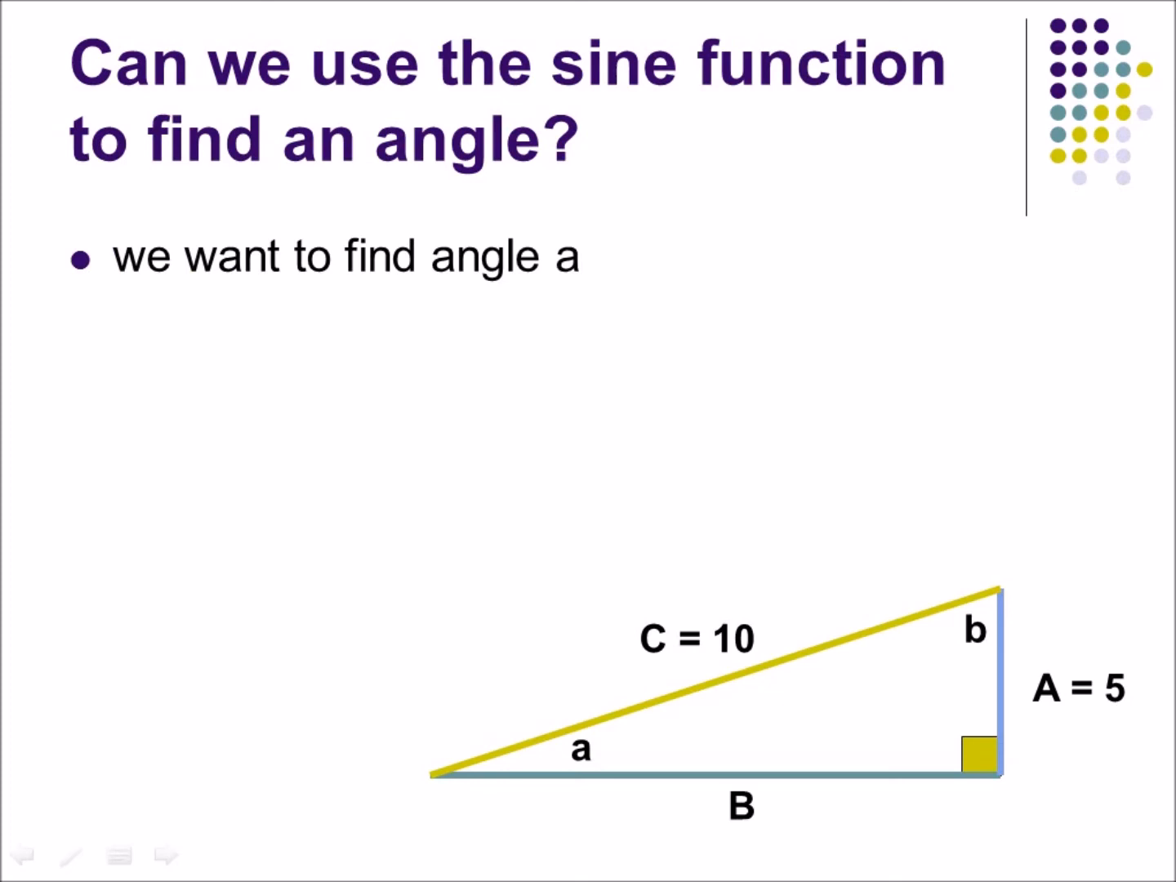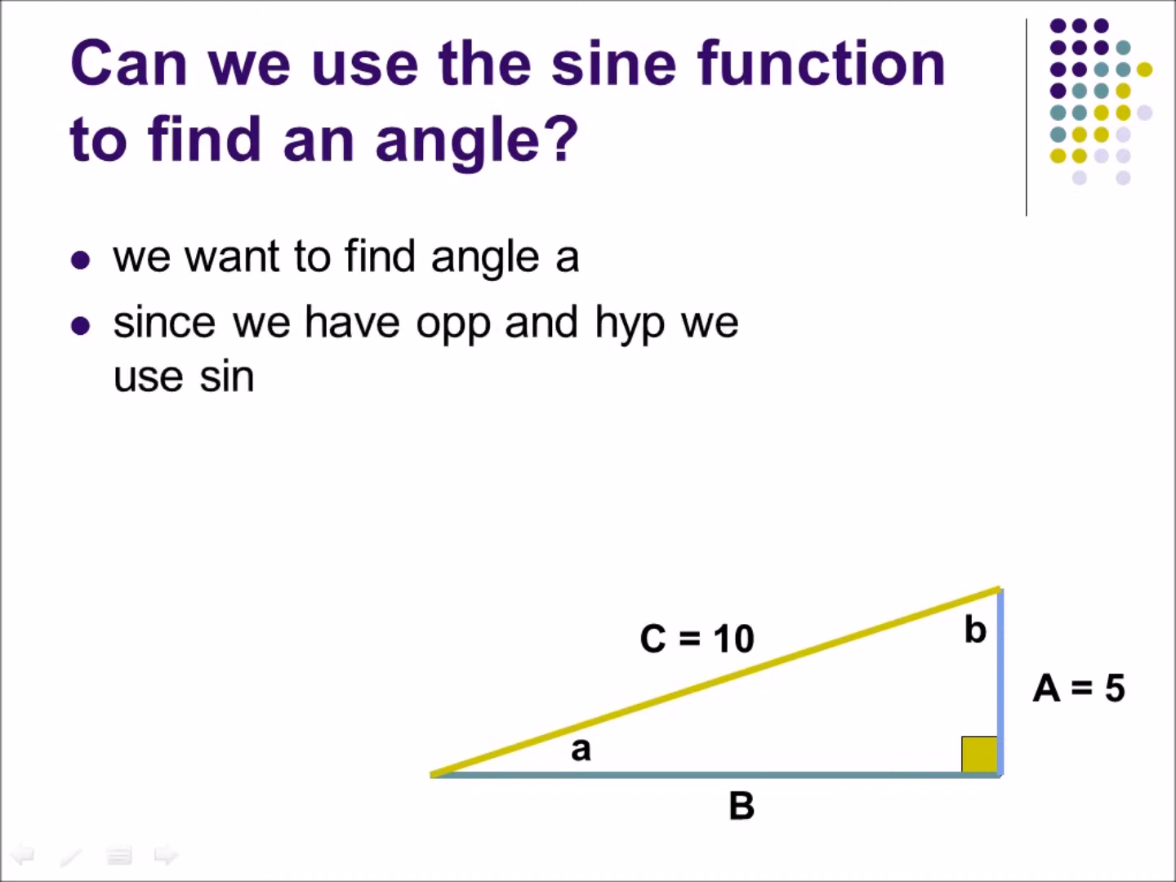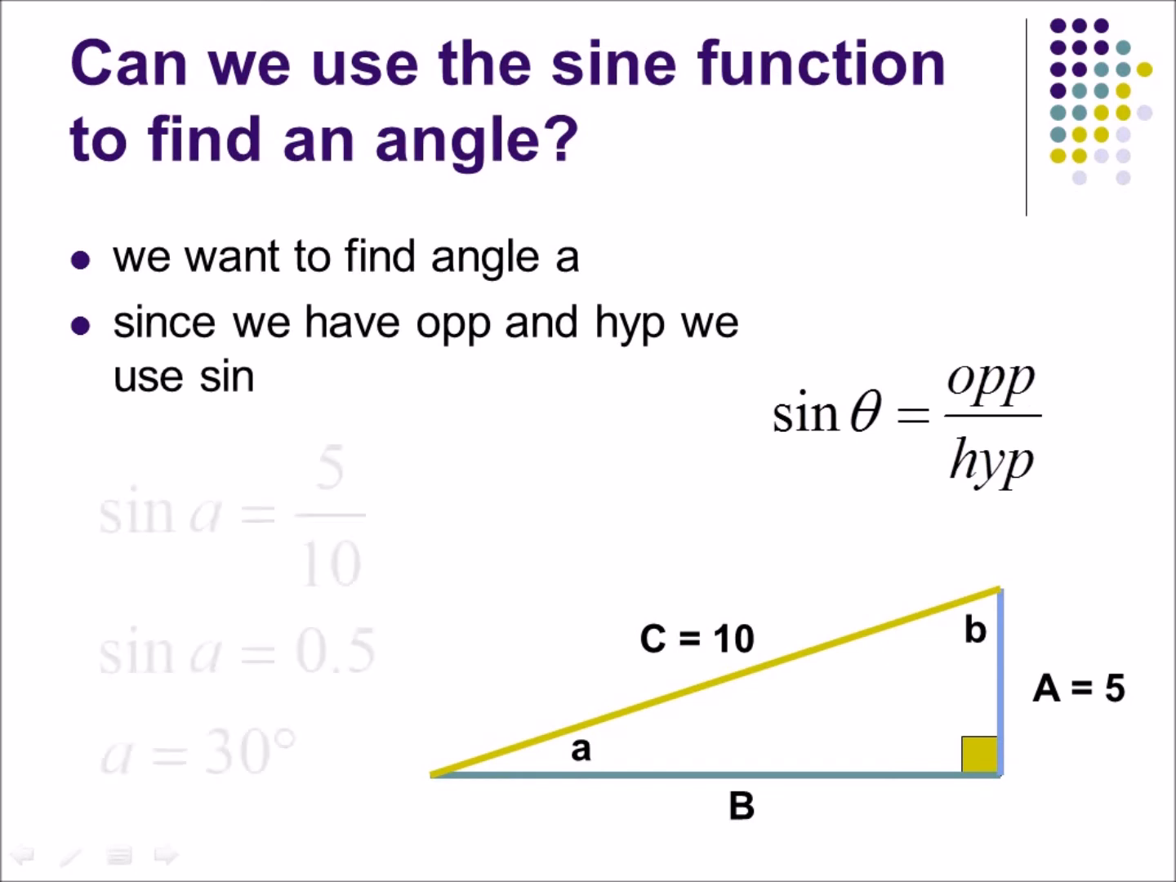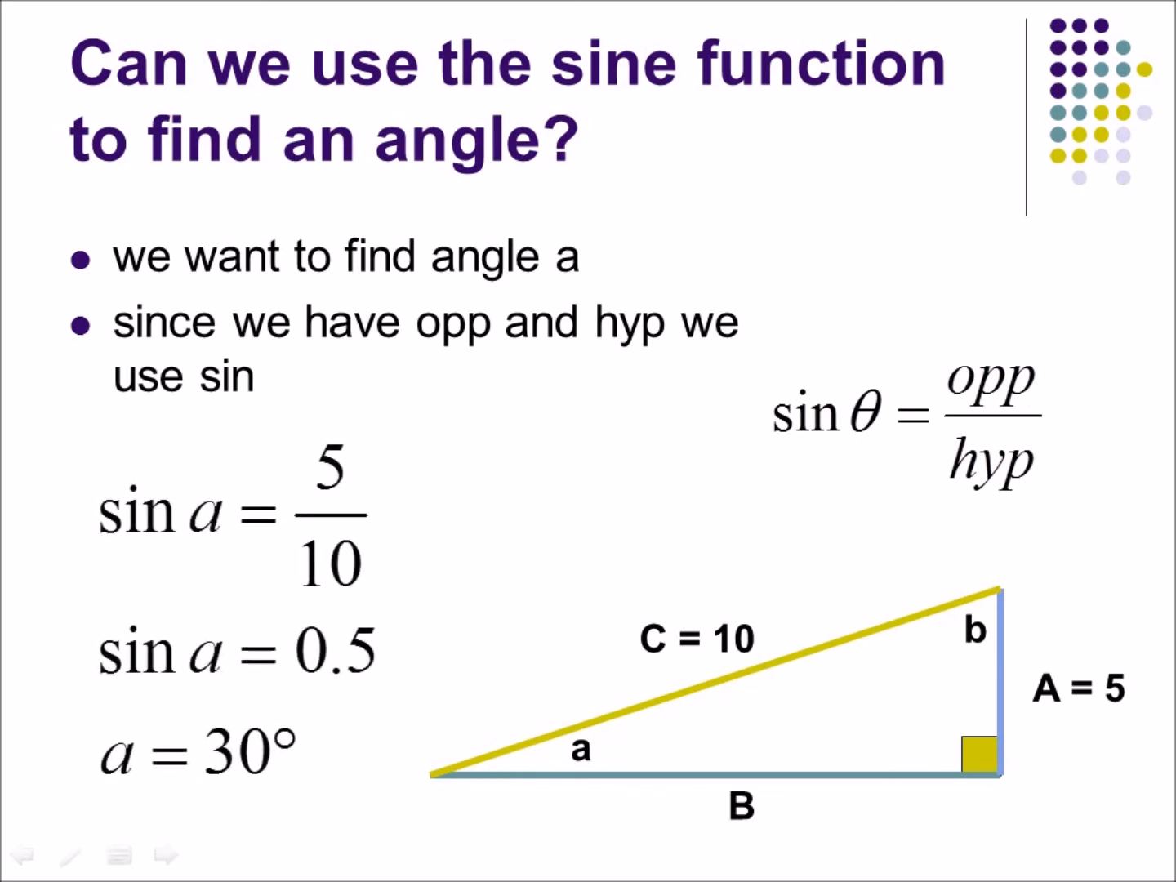This time I wouldn't use the tangent function because I don't know the side adjacent to A. Now I could use the Pythagorean theorem to find it, but it'd be easier to use what I already know. And what I already know is the side opposite A and the hypotenuse. And the trig function that relates opposite to hypotenuse is the sine function. So I can start out by saying I know the sine of A is equal to 5/10. Opposite over hypotenuse. Sine of A is 5/10. That's the same as a half.